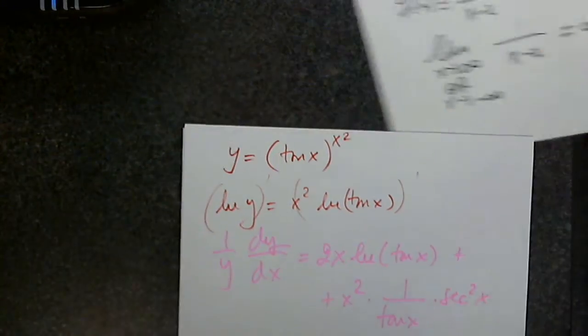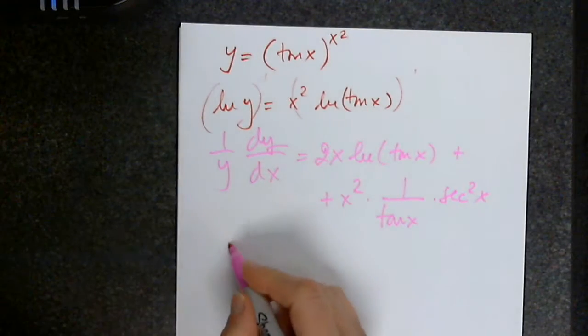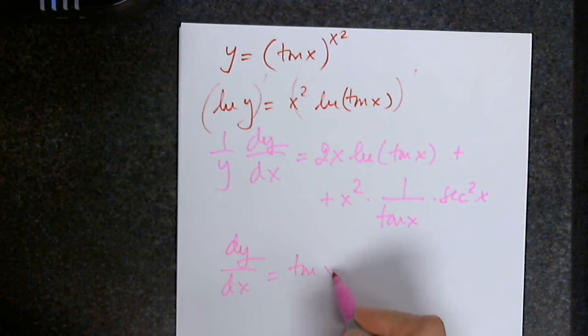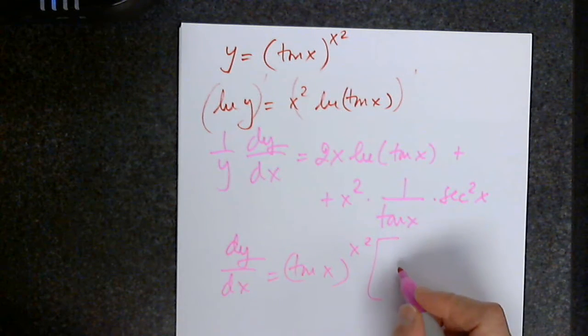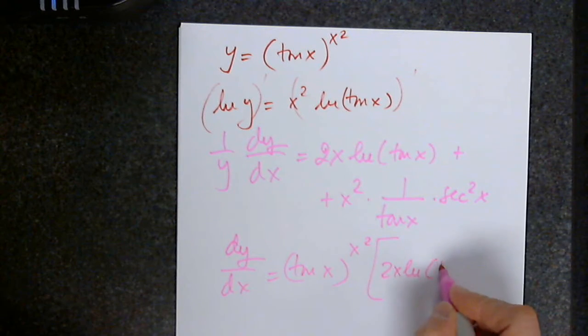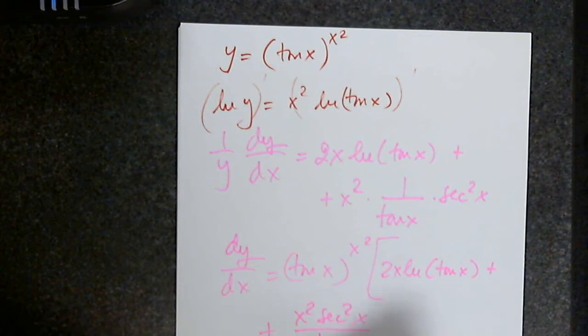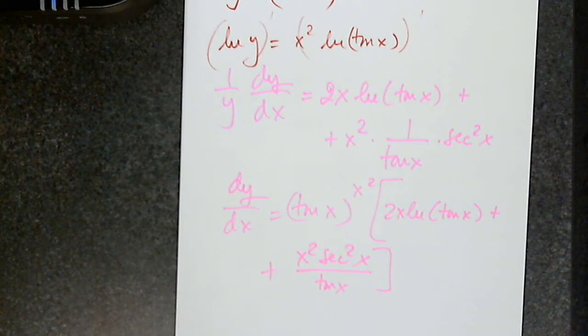So now, final step, I have to multiply both sides by y because I'm solving for dy over dx, which is y, which is tangent x raised to x squared. And then I put all this. So this is 2x natural log applied to tangent x plus x squared secant squared over tangent x. And even if we can slightly simplify it here, it's fine.